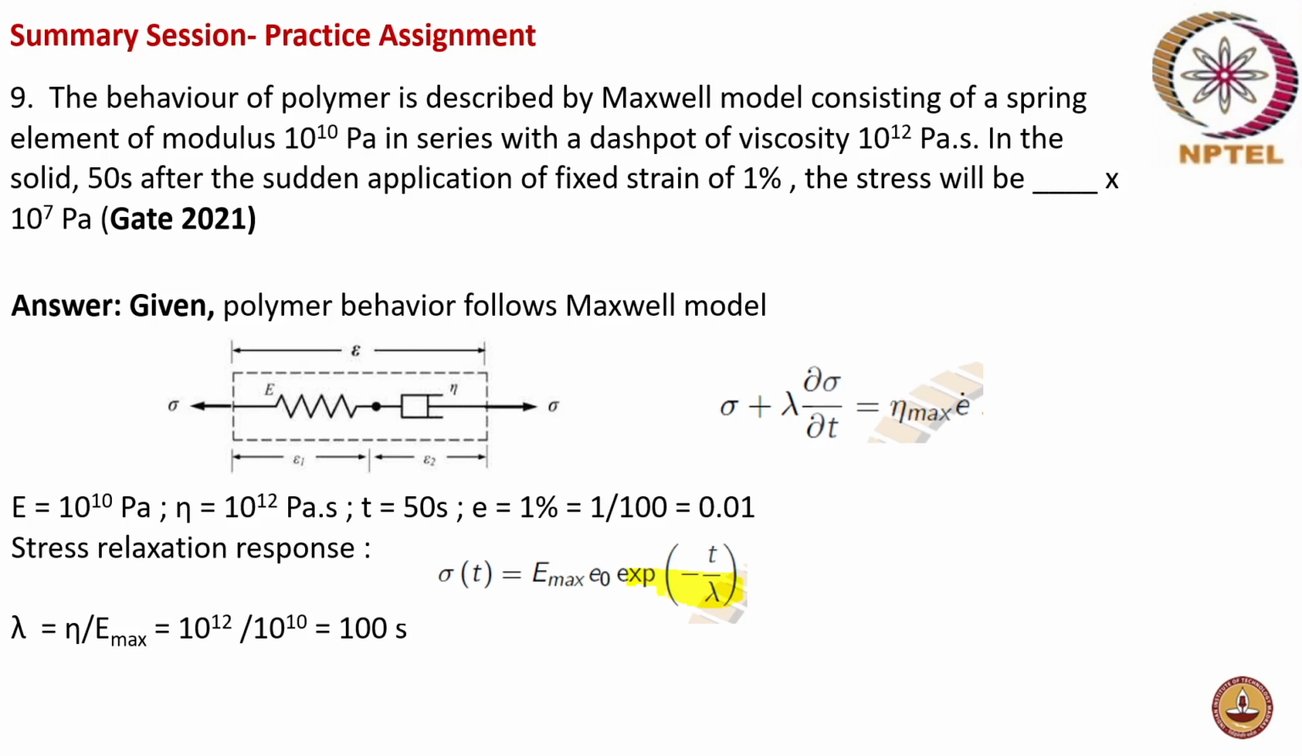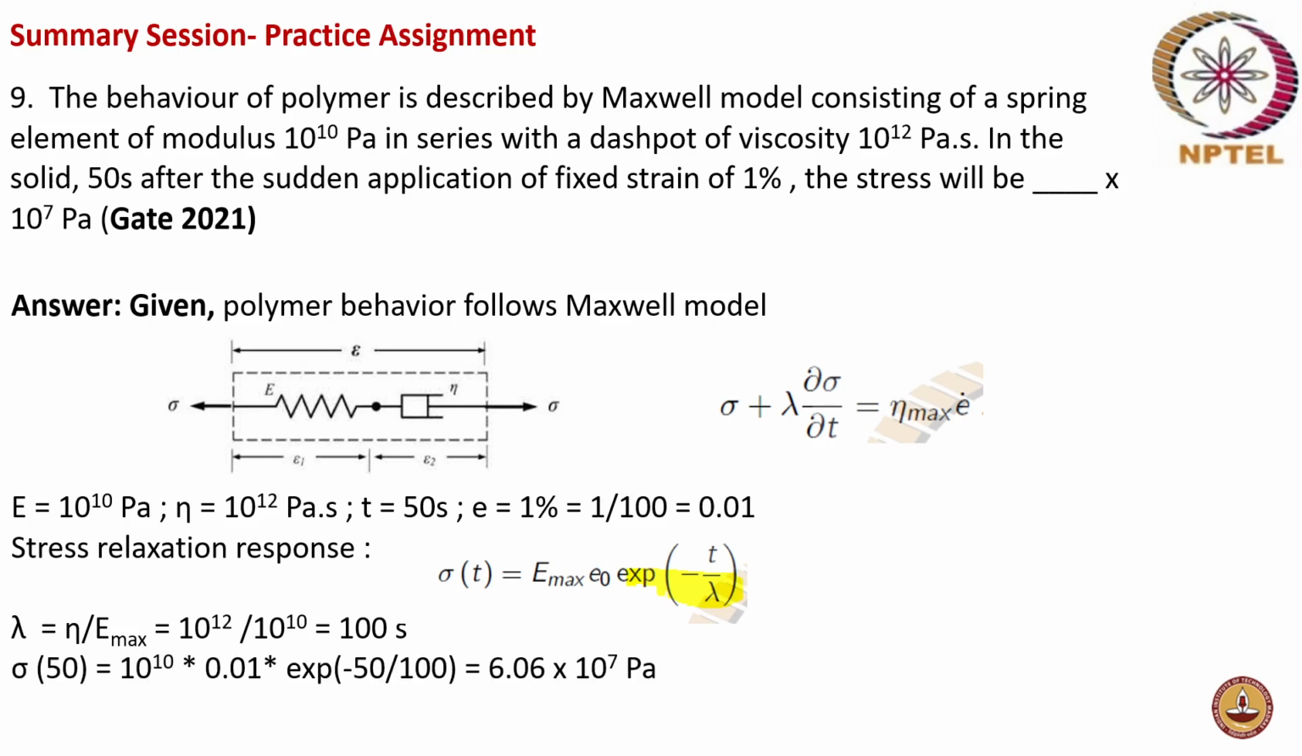Lambda is given by eta by E max. So that is 10 power 12 by 10 power 10. That is 100 seconds. So here what is the case? Why do you say this is stress relaxation response? Because you are suddenly applying a strain of 1%, and then you are maintaining that strain of 1%. So in order to maintain that 1% strain, what will be the stress requirement over time? Obviously, in order to maintain the same strain, the stress requirement will start decreasing over time. That is given by this exponential decay equation for the stress.